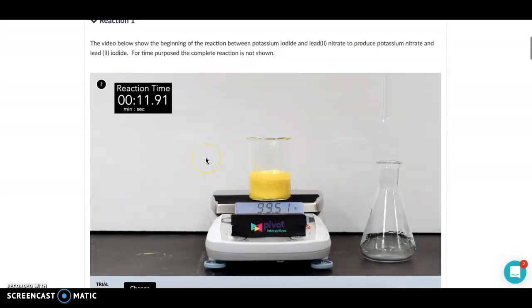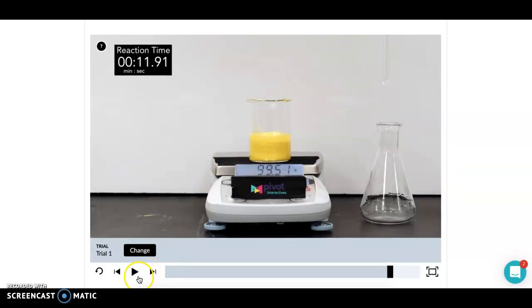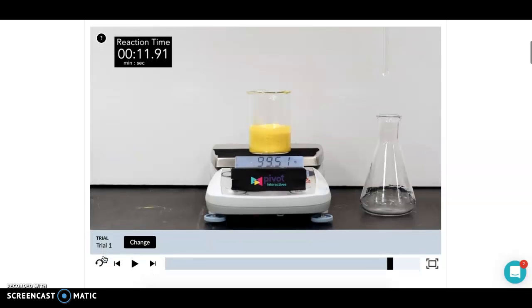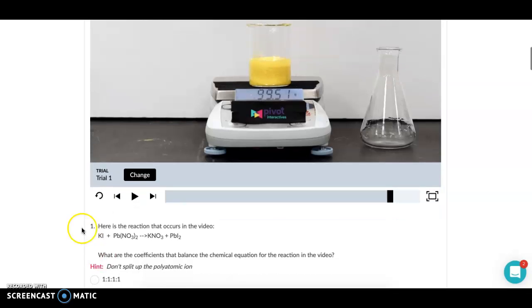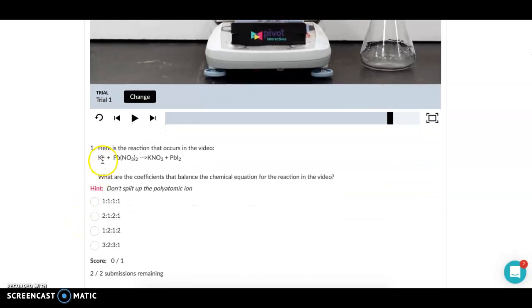Here is reaction 1. When you play the video, you do not need to change the trial for this lab. You just need to watch one trial because we're looking for how do you know a reaction occurred. The data on the balance, that's something we will be doing in our next unit in a couple weeks. So you watch the video and observe the reaction that occurs, and we give you the reaction here.